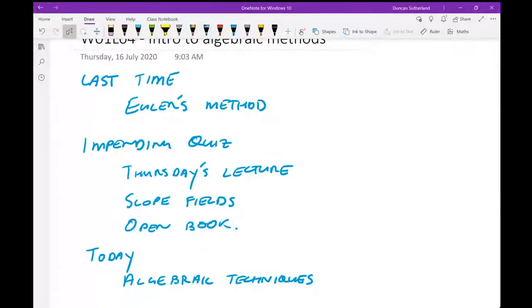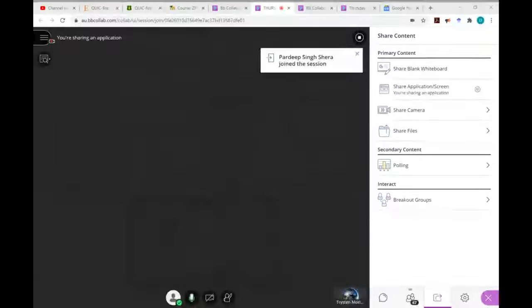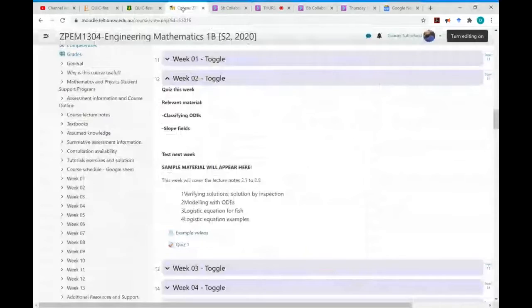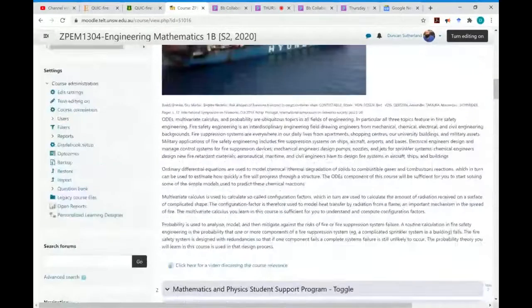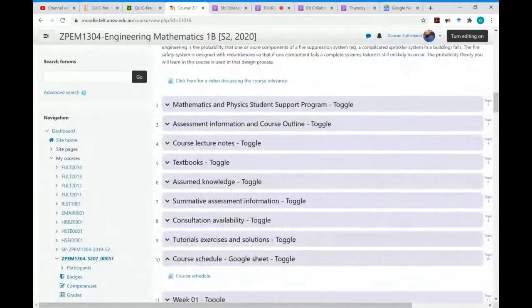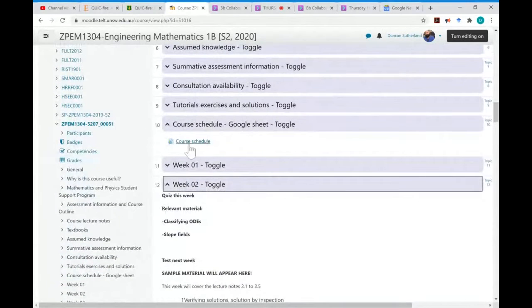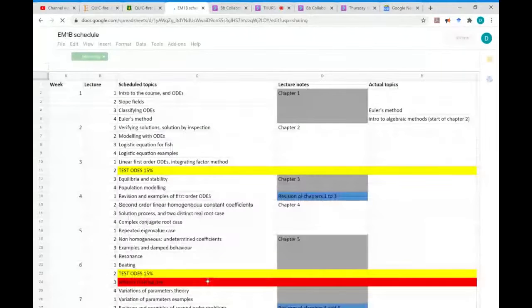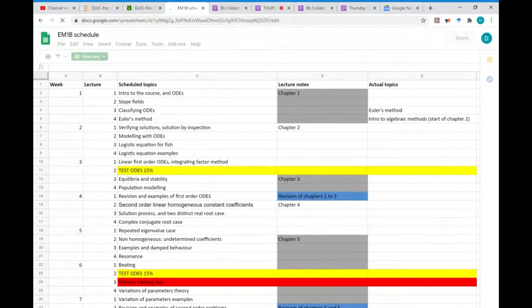Oh yes, I wanted to mention one more thing. In order to respond to a suggestion, someone made a suggestion in our course lecture box. I responded to it by not quite doing what was requested. People should be able to see my web browser now. There is now this tab on Moodle called Course Schedule, and you can click on it, and it will take you to a Google Doc, so a Google spreadsheet.